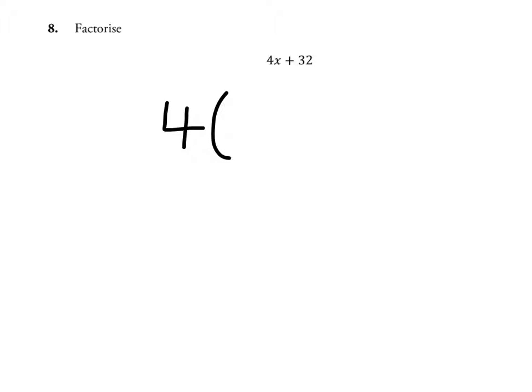So 4x divided by 4 is just x, plus 32 divided by 4 is 8. So our answer is 4 brackets x plus 8.